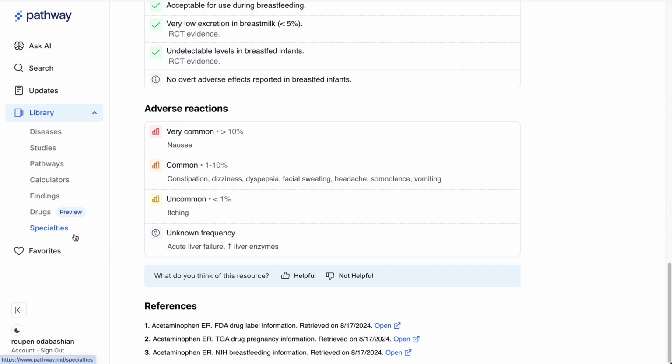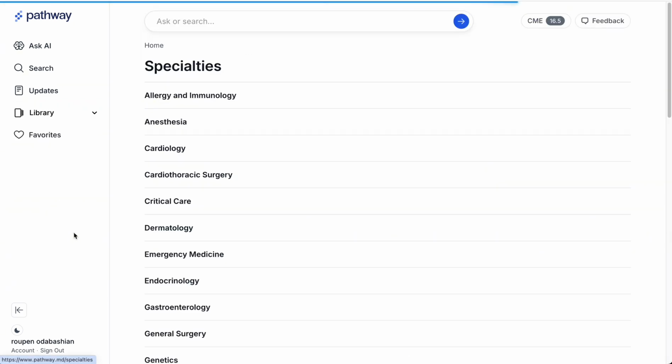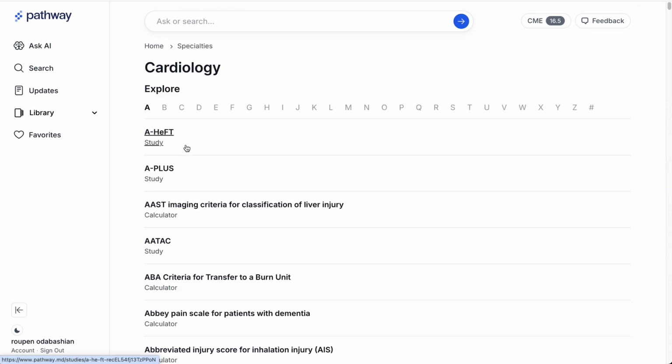And then you have this subsection called Specialties. If you go, for example, to specialty and you click on cardiology, I think it's going to show topics, studies and calculators that are related to that specialty. Again, a different way of organizing things. So those are the last three sections that I wanted to talk about.